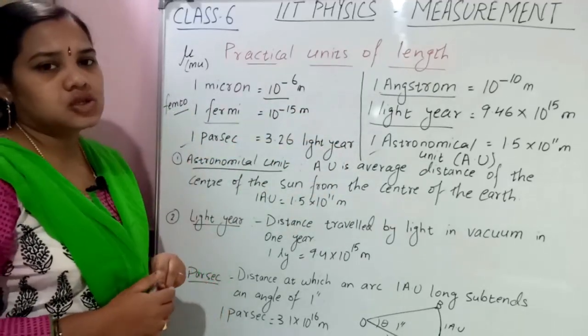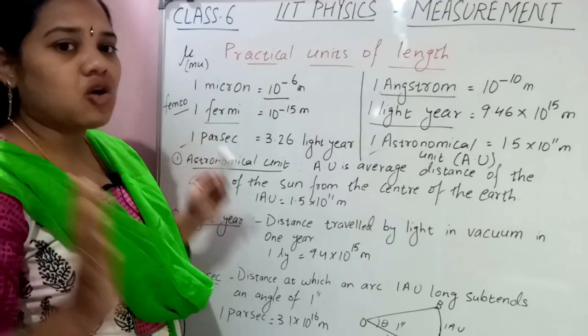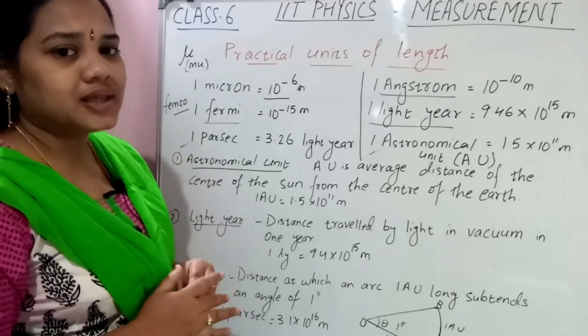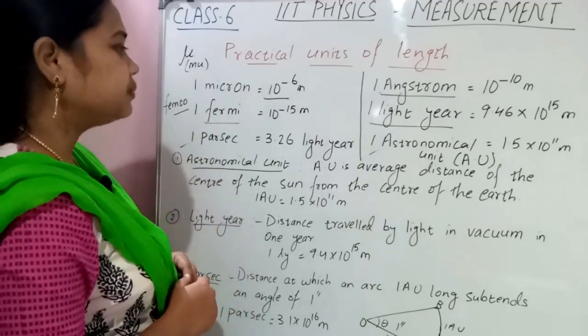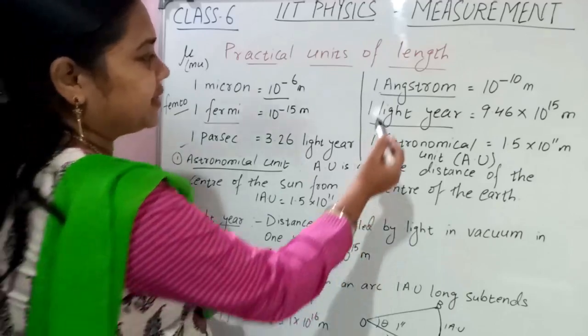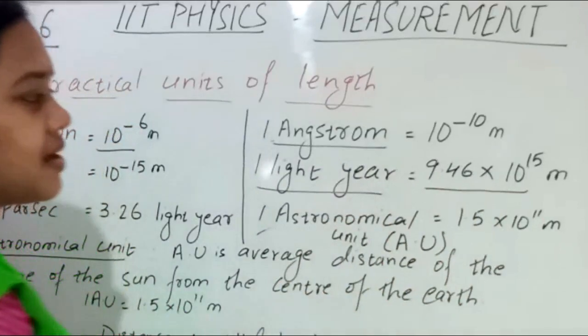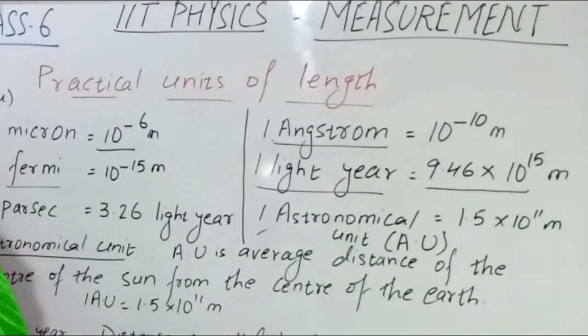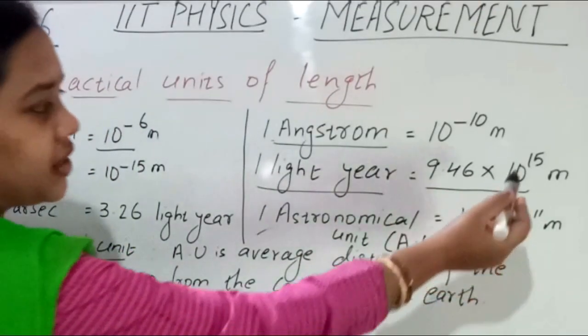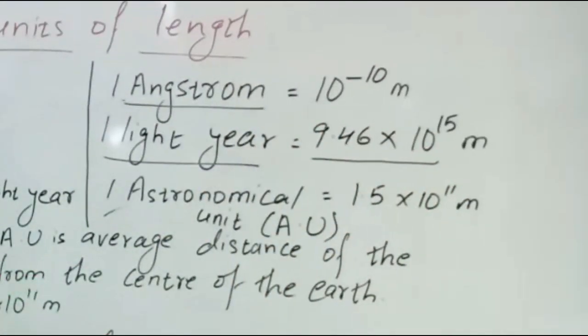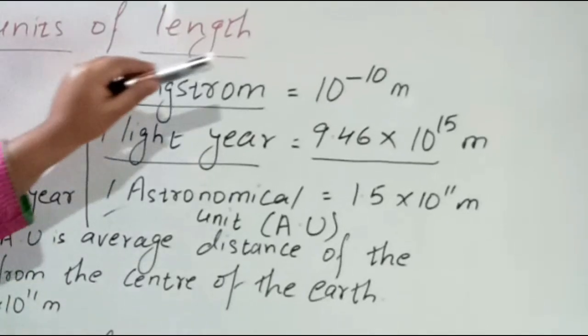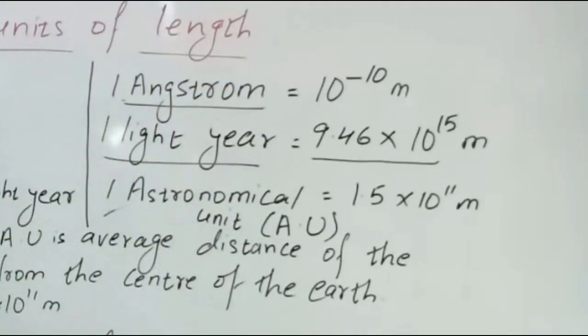These are the units used to measure that much long distance, the distance between the heavenly bodies. So first one is light year. Light year value how much? 9.46 into 10 to the power 15 meter. Can you see here? It's a positive power. Positive power means it's a big unit. So 1 light year is equal to 9.46 into 10 to the power 15 meter.